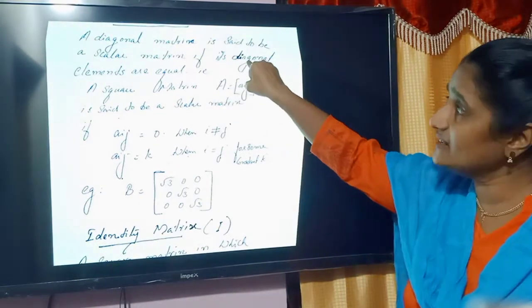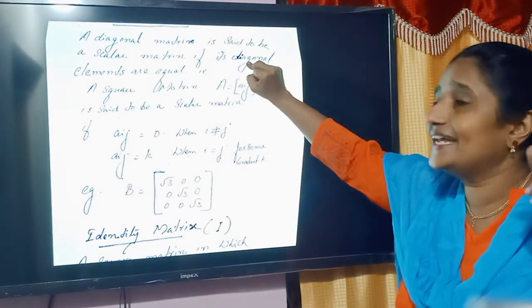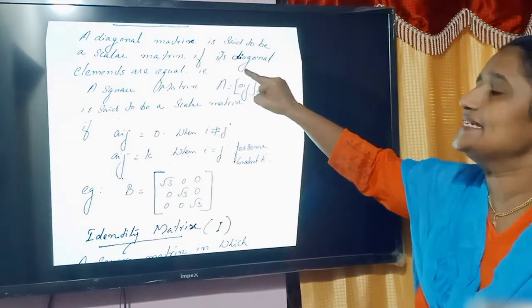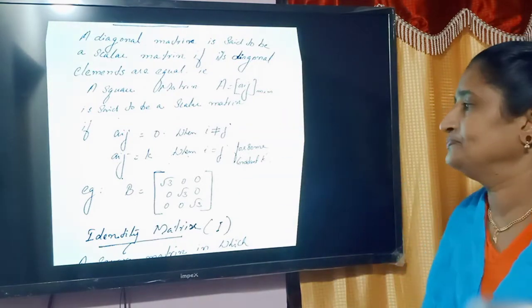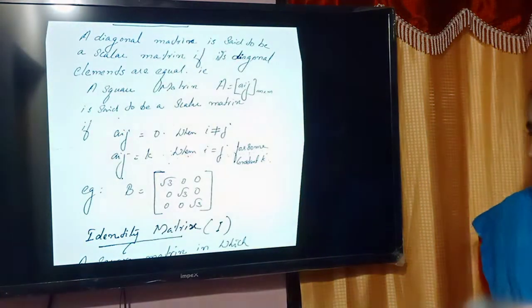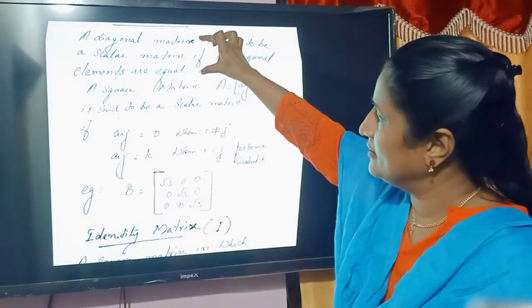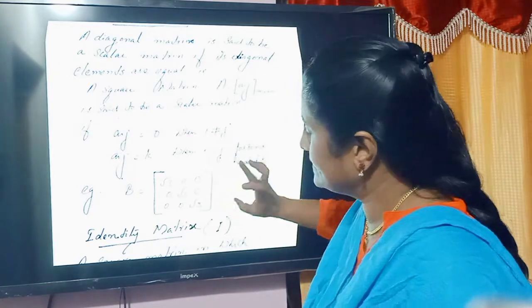A diagonal matrix is said to be a scalar matrix. For the definition of a scalar matrix, we need a diagonal matrix. A diagonal matrix is said to be a scalar matrix if its diagonal elements are equal. Write the definition, and the example also. You must write this definition and the general form with this pattern and also this example.